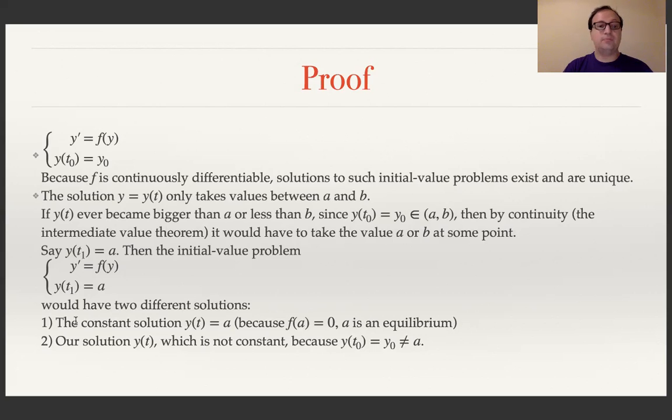The other solution is the solution we are looking at, the one that had y of t0 is equal to y0. Because y of t0 is equal to y0, this means that this is another solution which is not constantly A. So it's not the same as the first solution. Since we found two different solutions to this initial value problem, this is a contradiction because we know that solutions to initial value problems for this equation are unique.